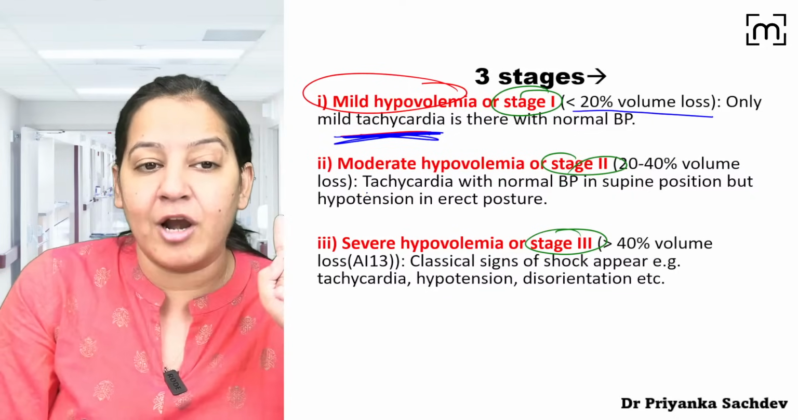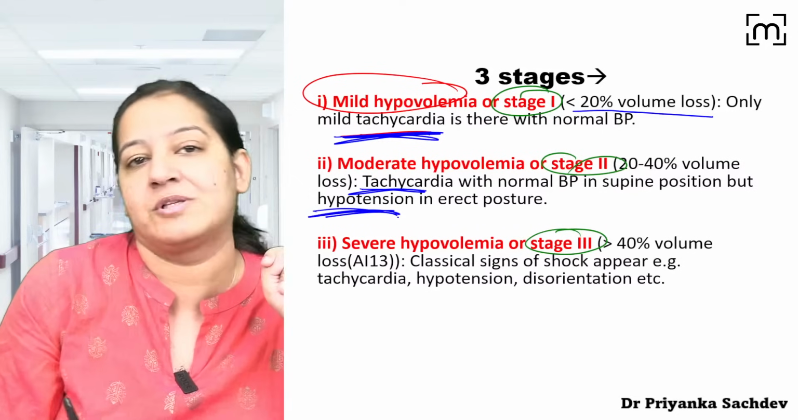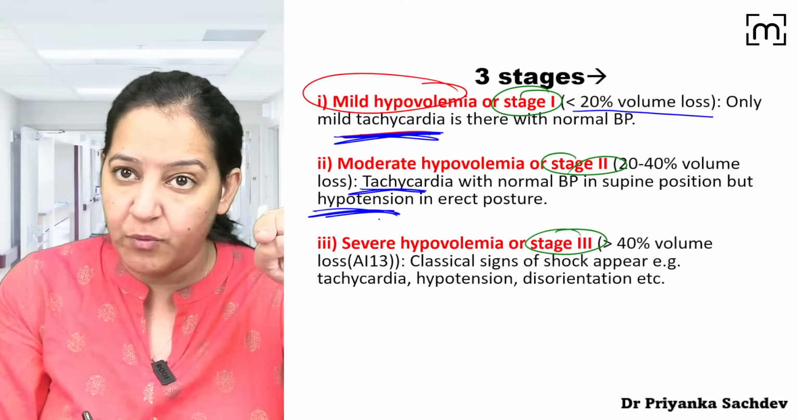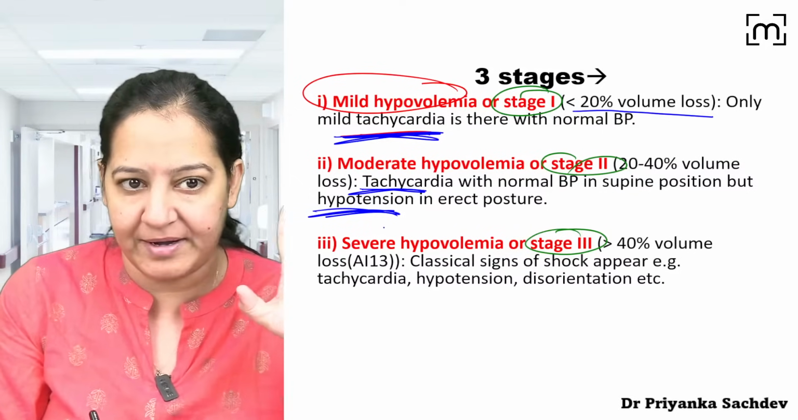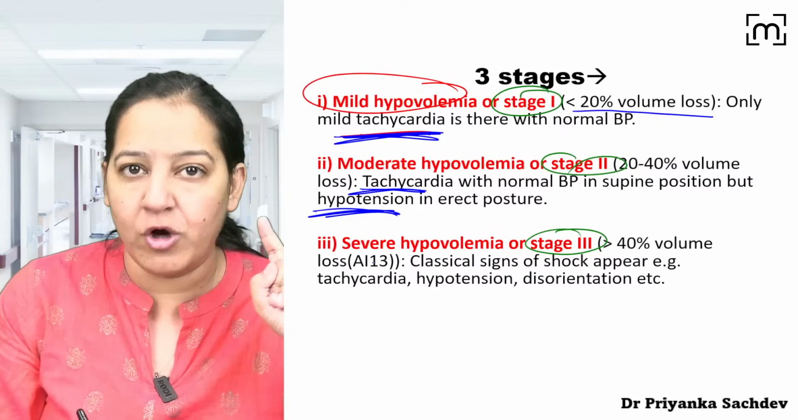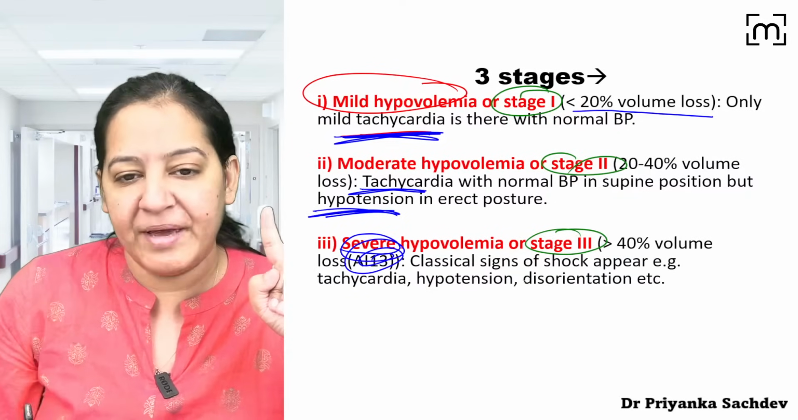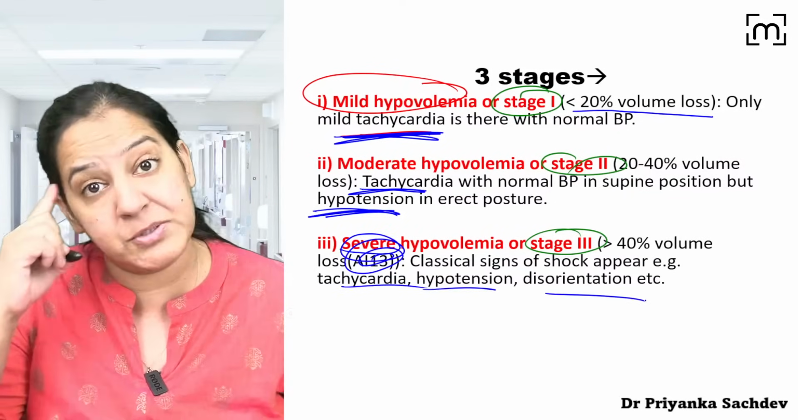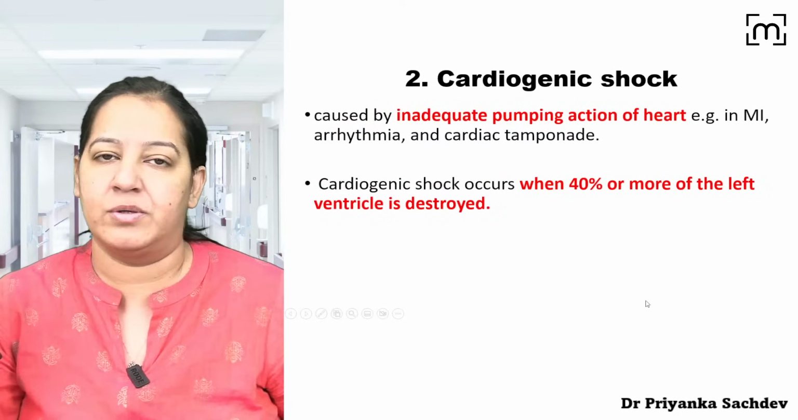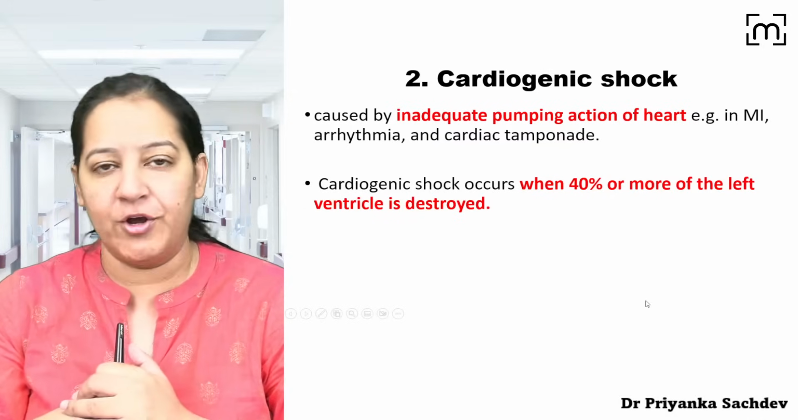But in moderate, along with tachycardia, hypotension will also occur. Right, here the patient requires hospital admission and proper treatment. Fluid will be given in the hospital by IV route. And in severe, the patient may have hypotension, tachycardia, and disorientation also, acute renal failure also. So that's all about hypovolemic shock.